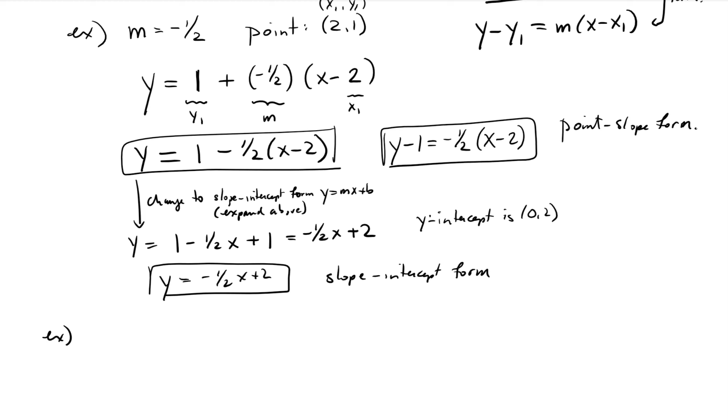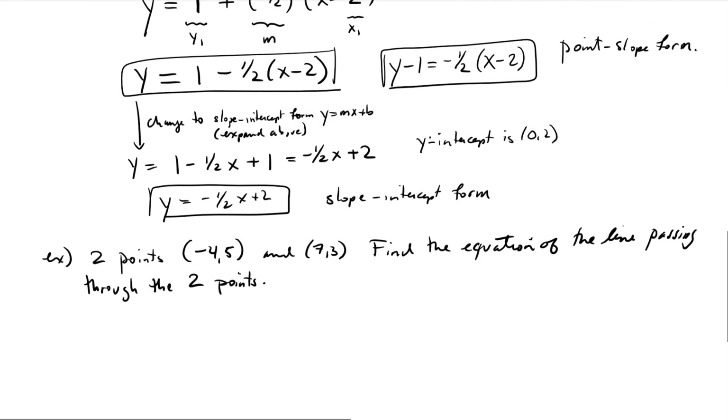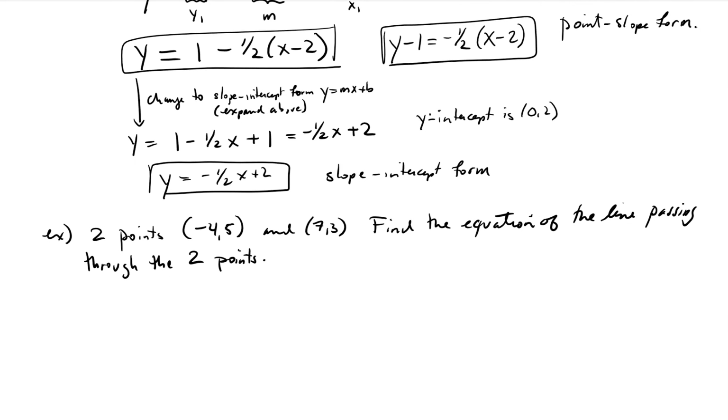Here's another example. I have a line that passes through 2 points, and I want to find the equation of that line. Okay, how do I do this? So find the equation of the line passing through the 2 points. So how can I do this? Well, first of all, I need the slope. What's my slope? It's delta y over delta x.